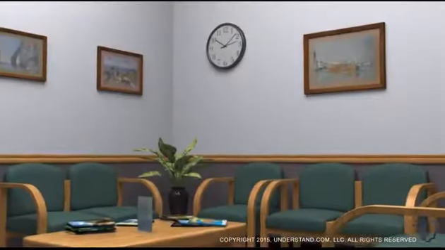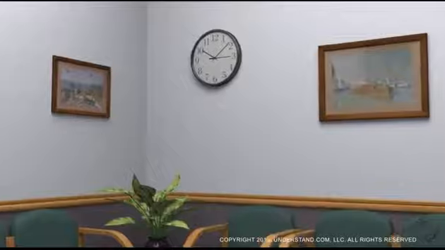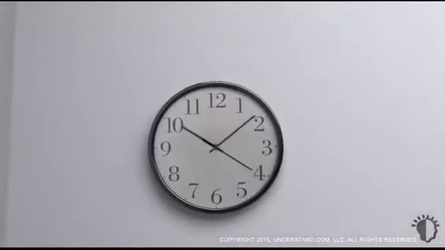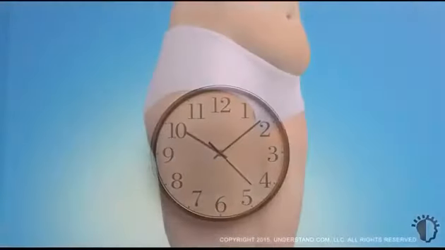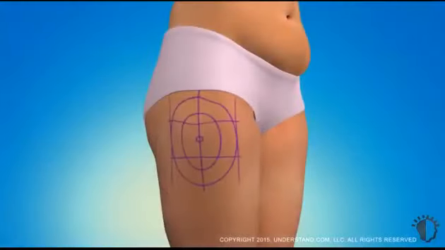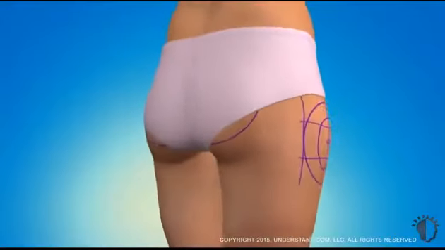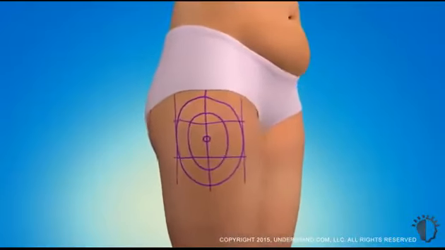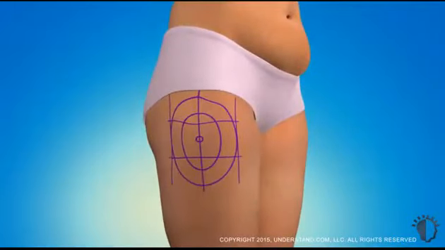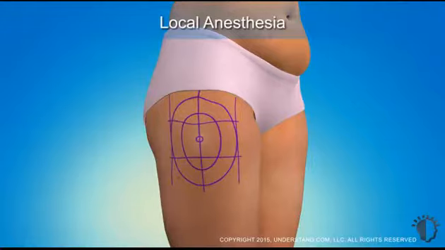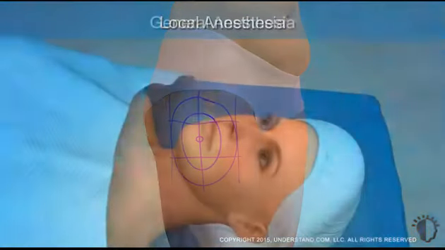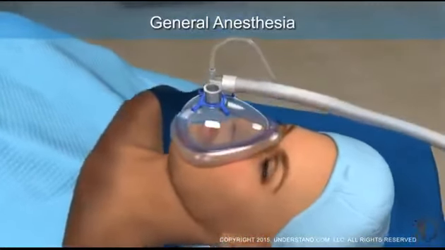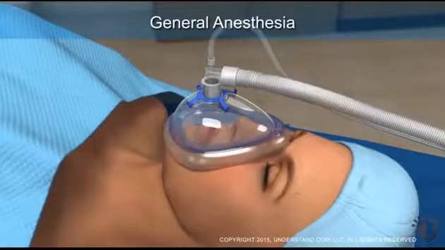A buttock augmentation by fat transfer may last approximately 1 to 4 hours, depending on the complexity of the procedure and whether an additional procedure is performed at the same time. Your surgeon will carefully mark the areas where fat will be removed and the areas where fat will be injected. These markings will be used as guidelines during the procedure. Fat transfer may be performed under local anesthesia, where only the surrounding area is numb. Alternatively, for procedures involving large or multiple areas of the body, you may be asleep under general anesthesia.